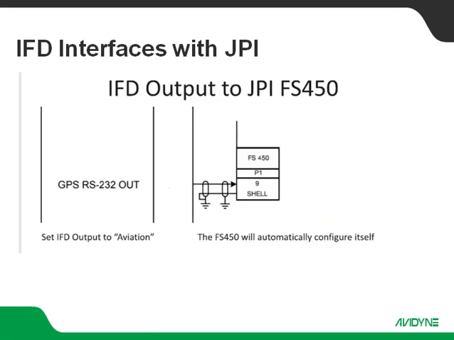And then on the other end, the IFD is going to output just standard aviation to the FS450. Something to keep in mind is that the IFD is capable of feeding aviation out of multiple ports. So if you have other items in the aircraft that require standard aviation input, like a 3-frequency ELT or something like that, you don't necessarily have to parallel that line, assuming you have plenty of RS-232 ports available.